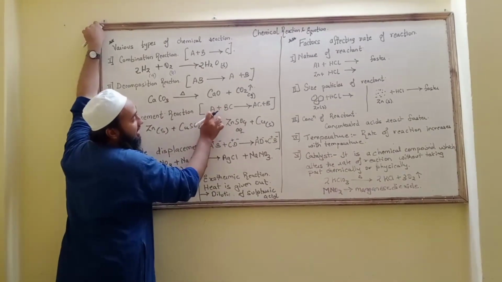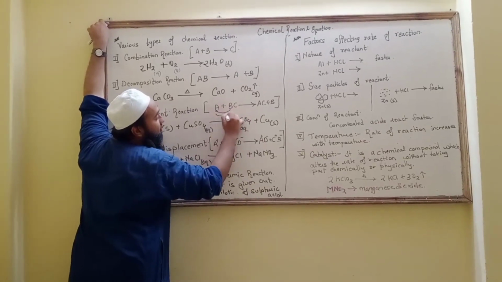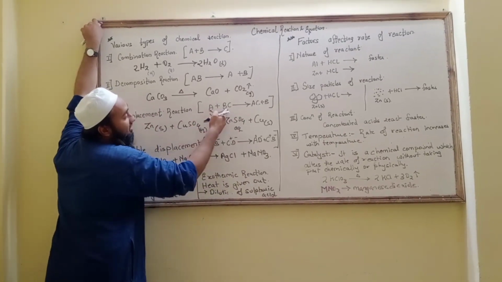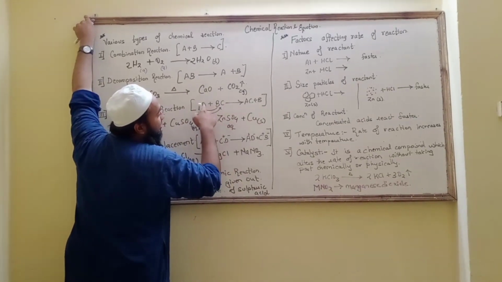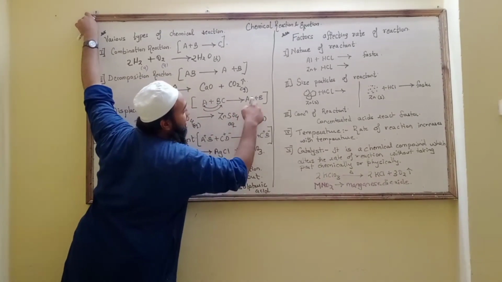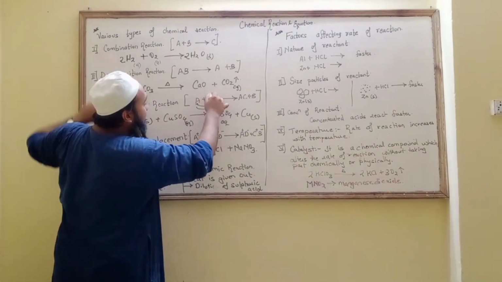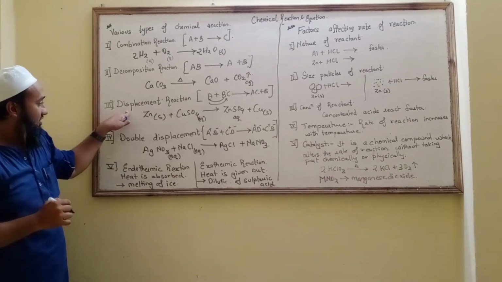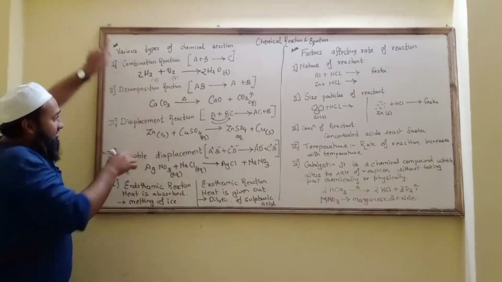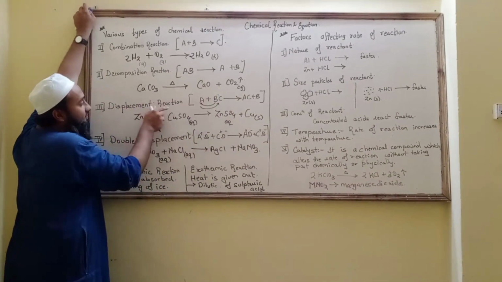The denotation is A plus BC. B will come out of BC and A will come in its place. So A combines with C to form AC, and B is separated. B is getting displaced, therefore the reaction is a displacement reaction. Here only one is getting displaced, so this is a single displacement reaction.